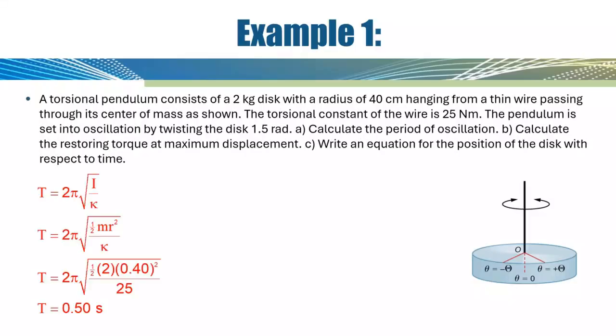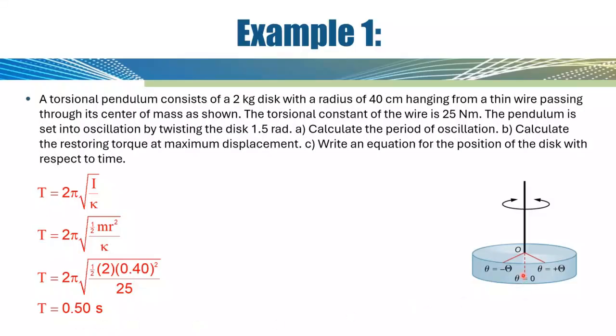So we can find the period by using the equation T equals 2 pi square root of I over kappa, where I is the rotational inertia of the object, which in our case is a disk. So that's going to be 1/2 m r squared. So plugging in my numbers, I have 1/2 the mass of 2 and a radius of 0.4 meters over a torsional constant of 25, and I get a period of 0.5 seconds.